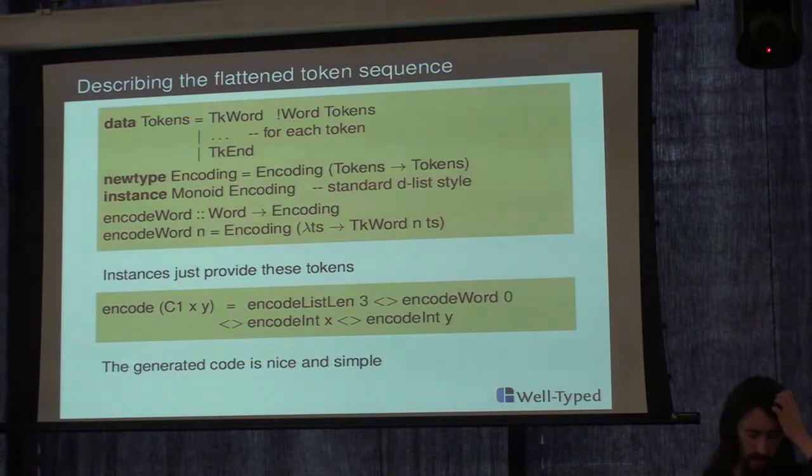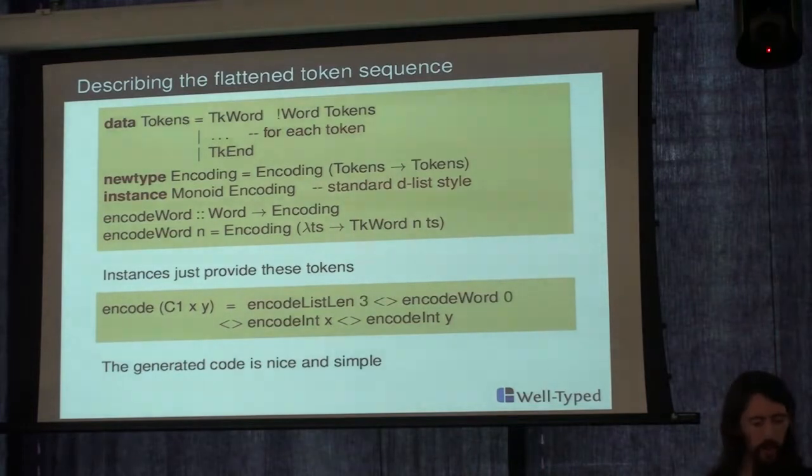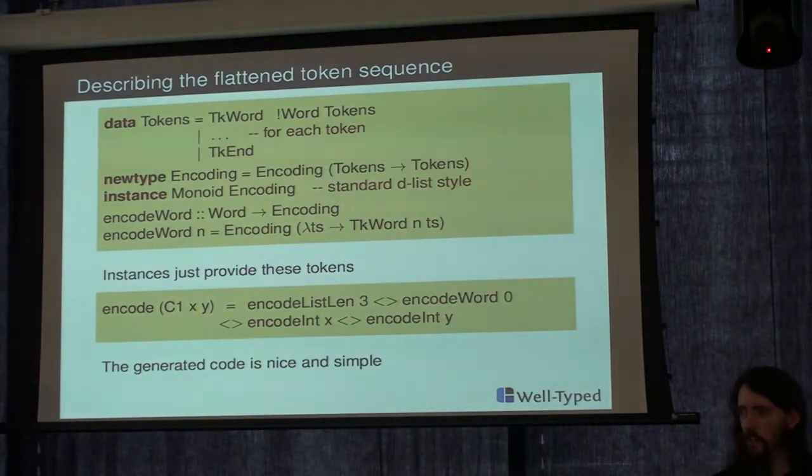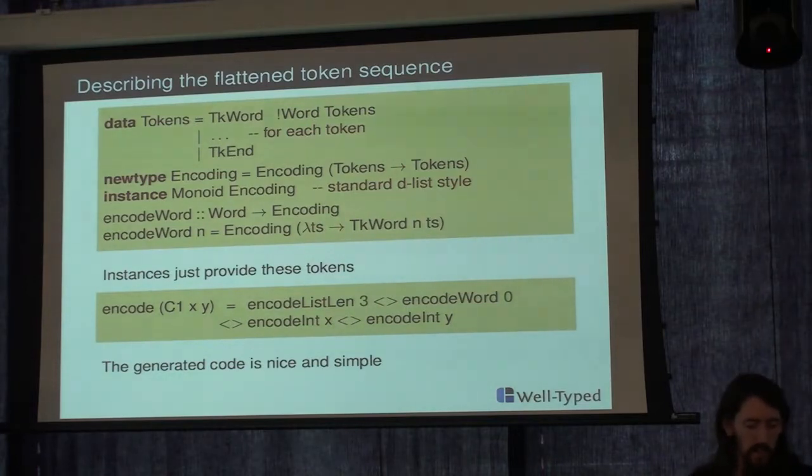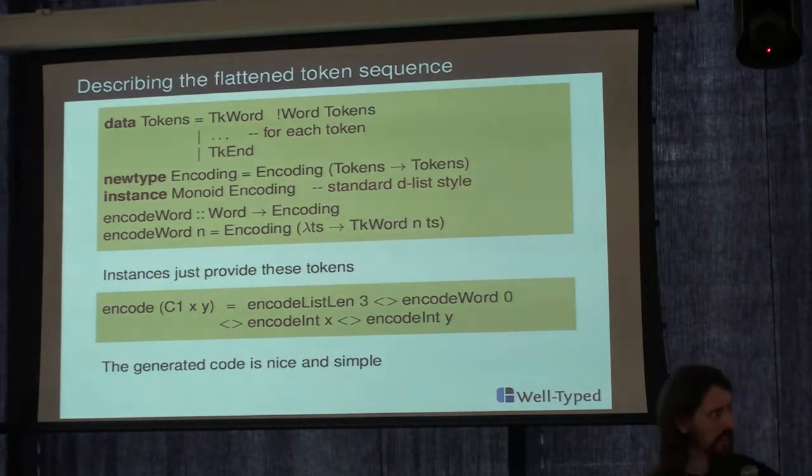So let me show you how that works. This is the deep embedding of the token stream. So tokens can be a word with the actual word followed by more tokens. It's just a list, but we're specializing it to the kinds of tokens that we can have. And then the encoding is just a new type. It's just a standard D-list, difference list, or endo-monoid, take your pick. And it's a monoid that combines in a sort of continuation style. And then encoding a single word just wraps one in the other, passing the tail onto the next thing.